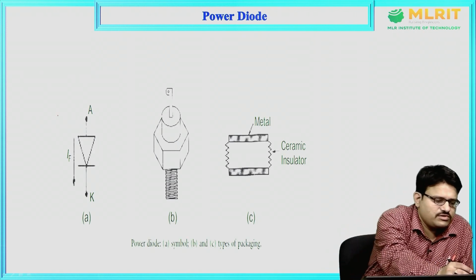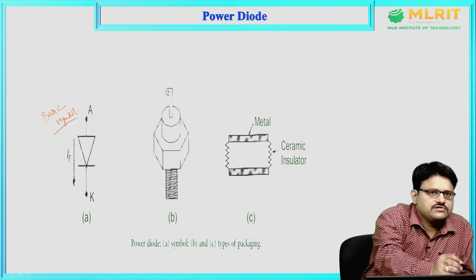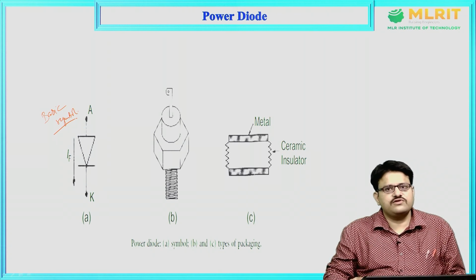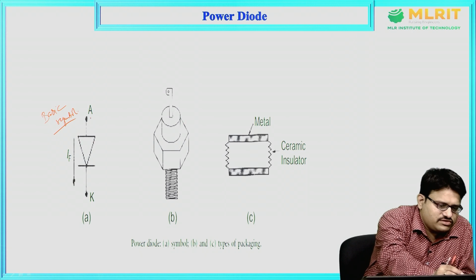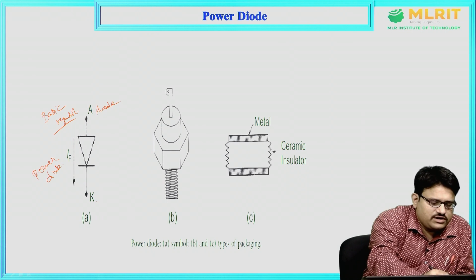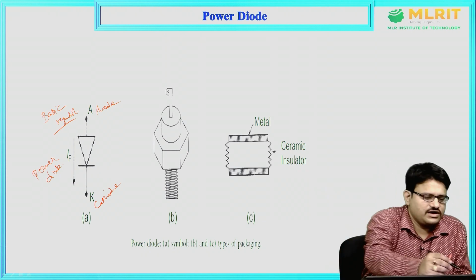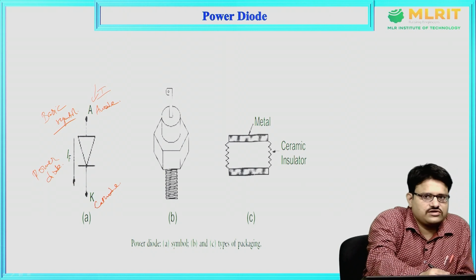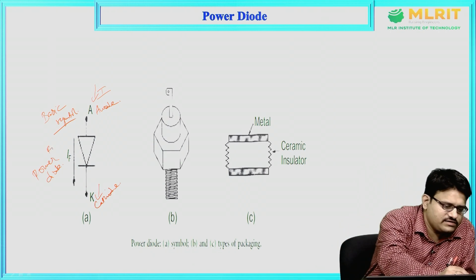This is the basic symbol of the power diode. A diode is a device which makes current travel only in one direction in a circuit. It has two terminals, anode and cathode. Anode is the terminal through which current enters and cathode is the terminal through which current leaves. Here IF is the forward current.